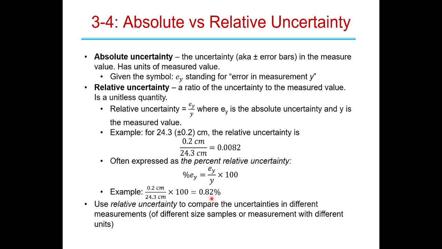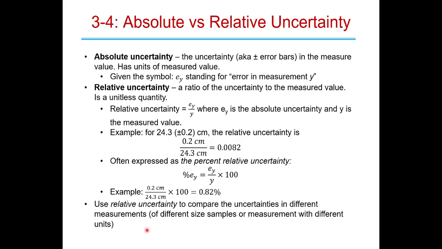So we have an uncertainty in this number, 24.3, of plus or minus 0.82%, which turns out is plus or minus 0.2. All right, so why do we use these different ones? Well, they show up in these formulas, and that's why we're going to use them. But relative uncertainties are actually useful in their own right because they let us compare the uncertainties in different measurements.